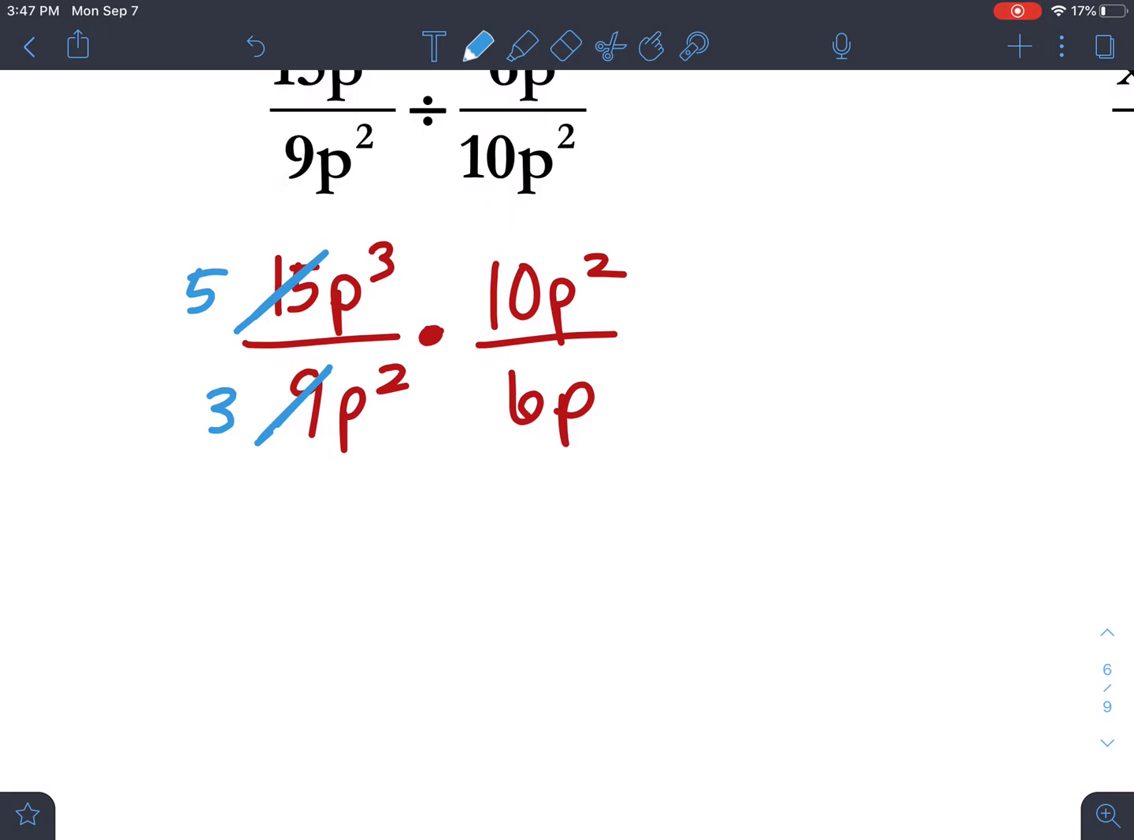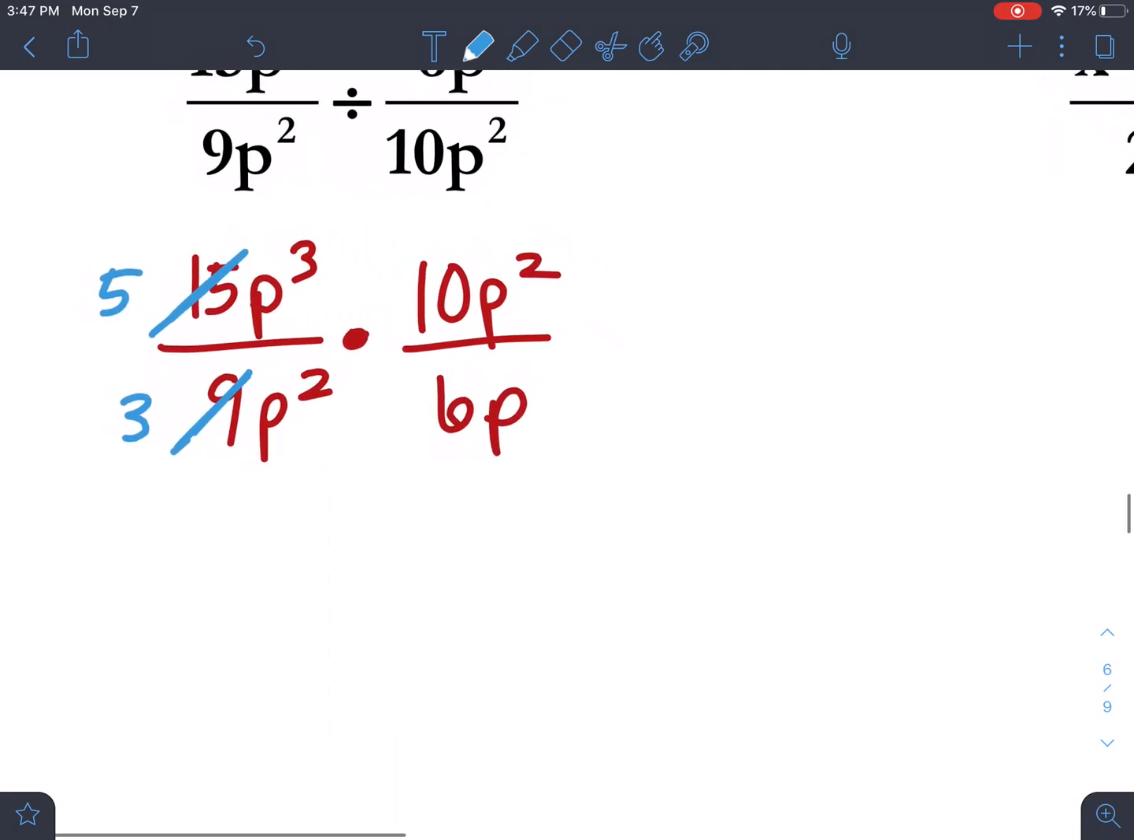I think it's about it. Well, yeah, I'm just going to leave it like that for now. Let's see what we get. Actually, well, here we could do 10 and 6. That's 5 over 3 again, right? Take out a 2 from 10.